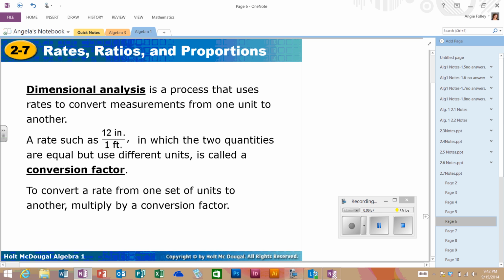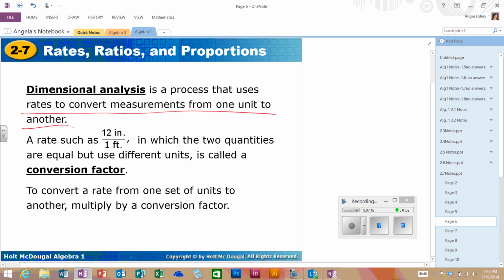Okay, another new term, dimensional analysis. This is not the stuff people usually like, but I will tell you it is probably the most useful thing you will use. You'll use it through high school, you'll use it through college, you'll use it all the time, okay? So you need to learn how to use this. Dimensional analysis is a process that uses rates to convert measurements from one unit to another.